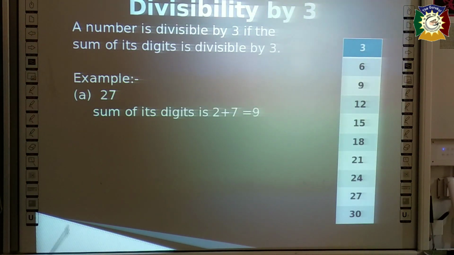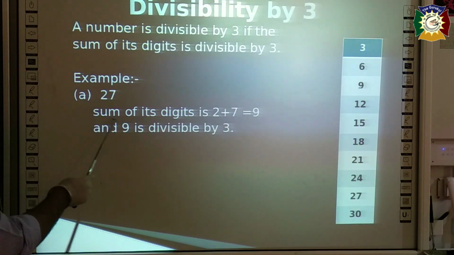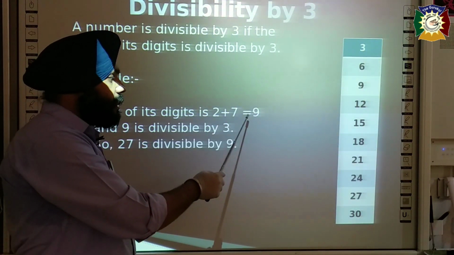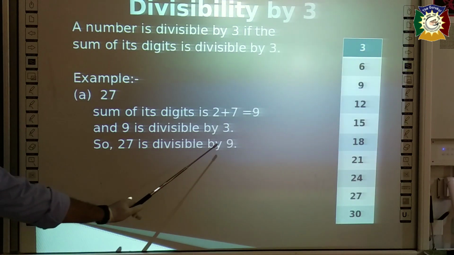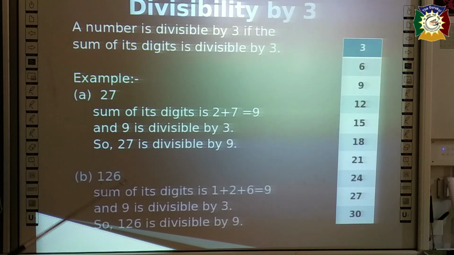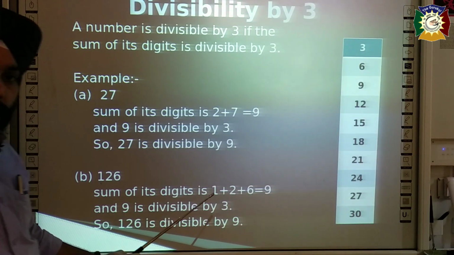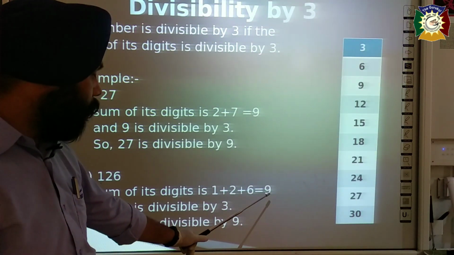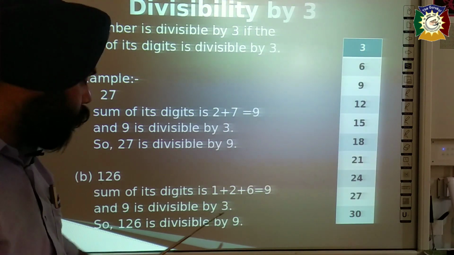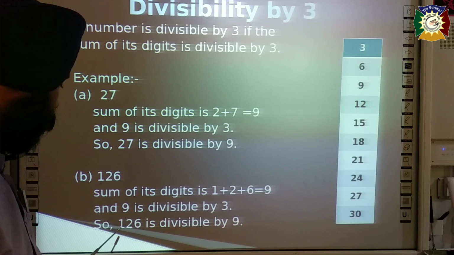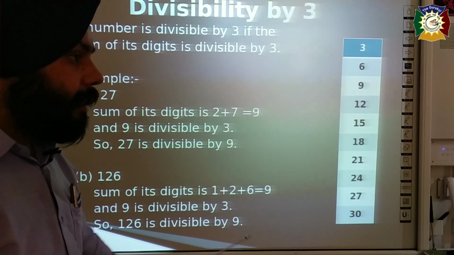For example, look at 27. The sum of its digits is 2 plus 7, which is 9, and 9 is divisible by 3, so we can say 27 is also divisible by 9. Now one more example, 126. The sum of its digits is 1 plus 2 plus 6, which equals 9, and 9 is divisible by 3, so we can say 126 is divisible by 9.